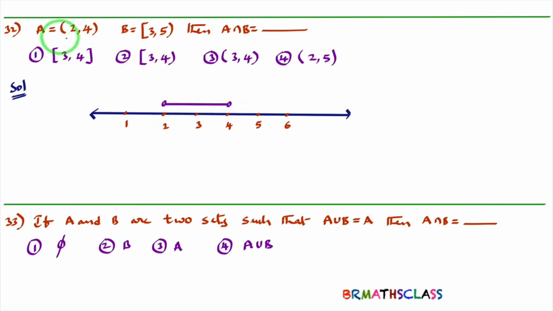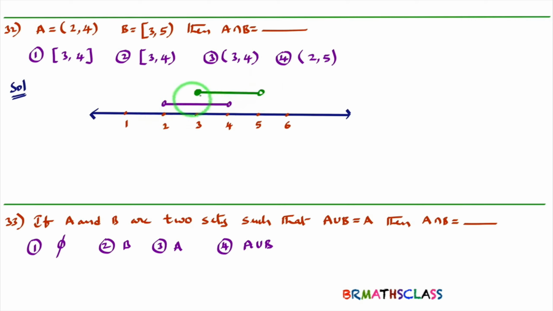Now I'll write set B. Set B is what? Closed interval 3, open interval 5. It means that all the real numbers in between 3 and 5, 3 is included, 5 is not included. How we represent this on the number line? You observe this set B. This green color one is set B. 3 is included. That's why I written the dark circle. 5 is not included.